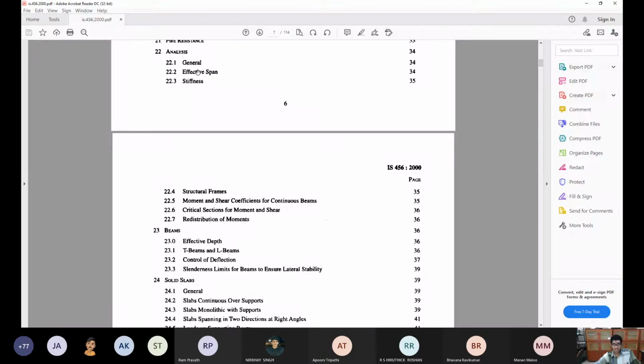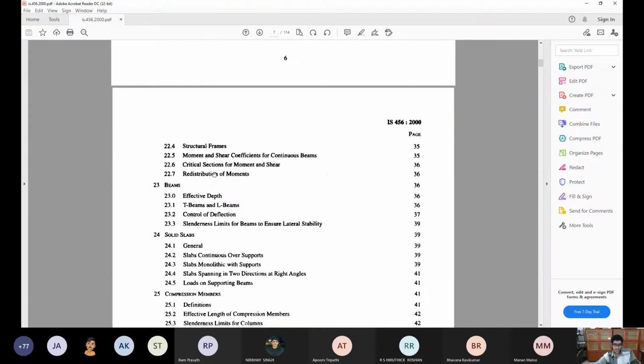For example, how do you find the effective span? I covered this in the previous class PPT. We also saw moment and shear coefficients: 1/16, 1/10 for interior span, and for exterior span some other coefficient. So these are all discussed, along with how to proceed with the analysis of a given structure. Some tips and shortcuts related to that are given in this part.